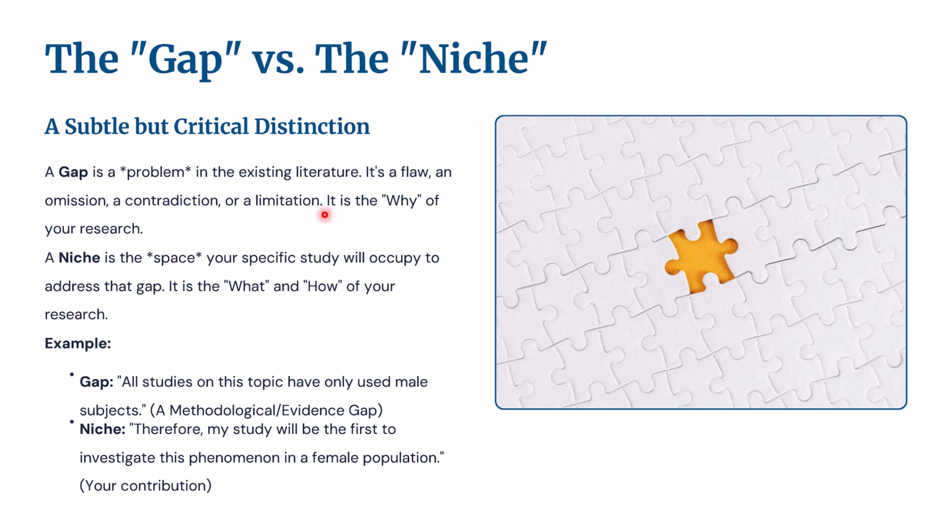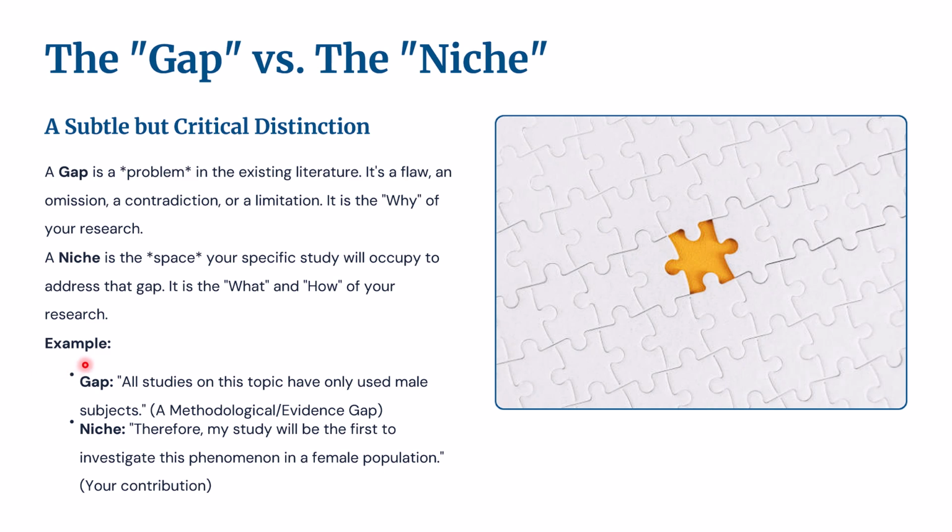But now the niche, for example, the niche here is the space of your specific study, the space that the study will occupy to address that gap. The niche is the what and how of your research.